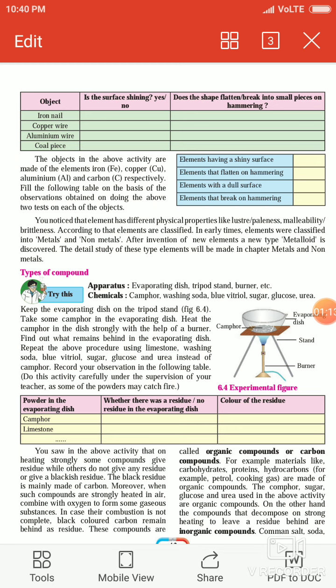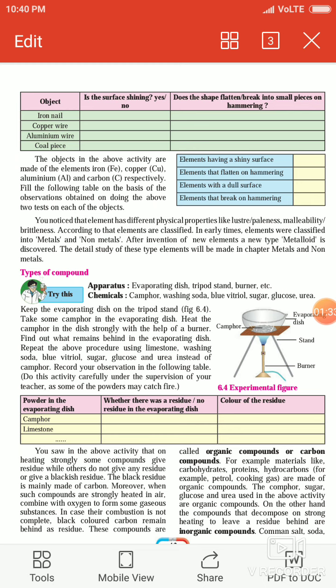In that dish we have taken camphor. Heat the camphor in the dish strongly with the help of the burner. Find out what remains behind in the evaporating dish. What will happen now? Camphor will evaporate very fast while burning.